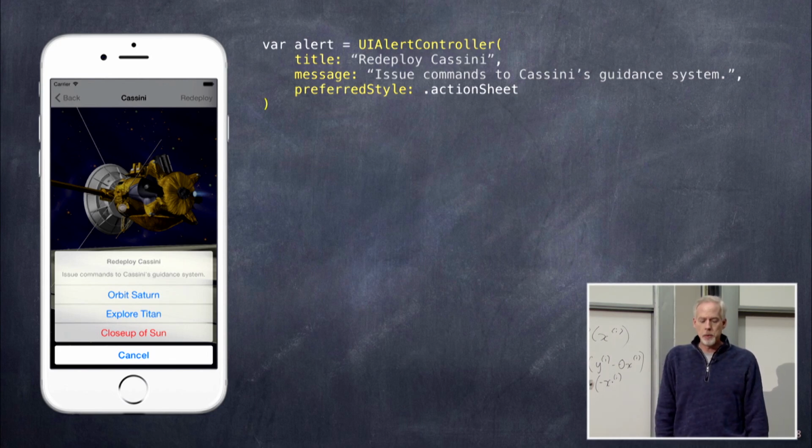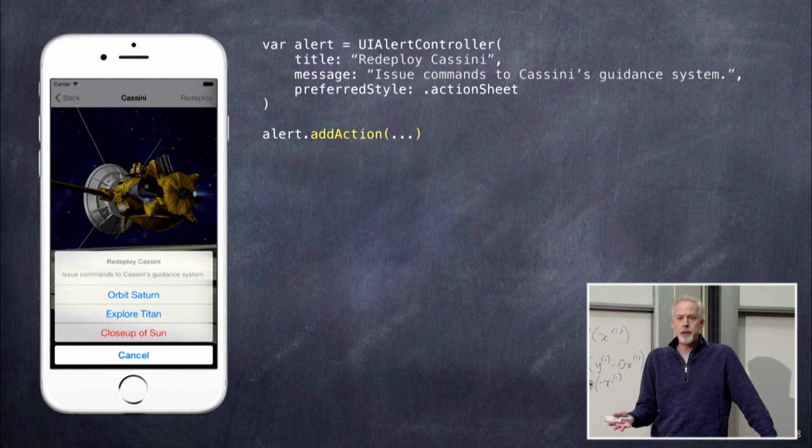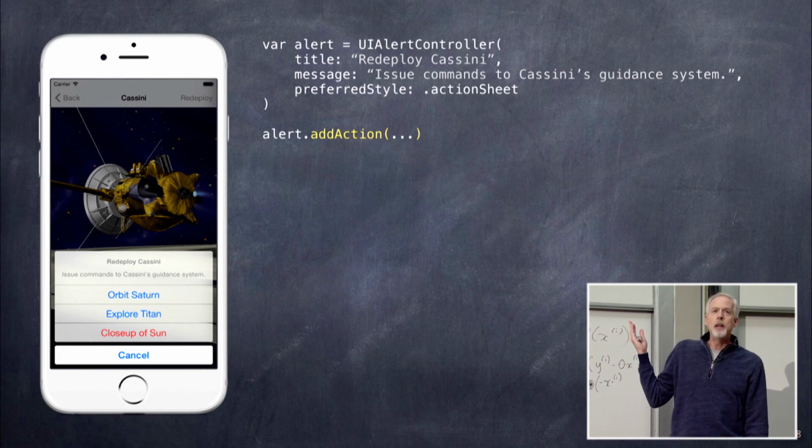So this is what it looks like for action sheet. Now you create your action sheet and then you want to add actions. These actions correspond to the buttons. So we have 4 actions right there in our example, where we're going to control Cassini. And so we're going to have 4 times we're going to call add action.